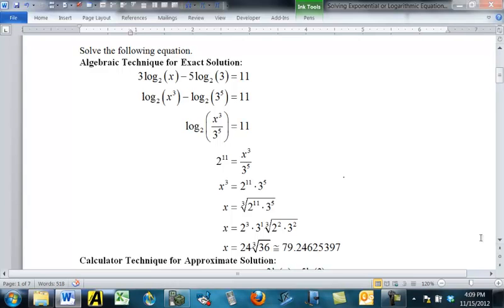So if you remember, what we do is we take the powers and we divide by the root. So 11 divided by 3 is 3 remainder 2. So the remainder 2 remains in the radical on the base of 2, and the 3 quotient goes outside the radical as the power on the base of 2.